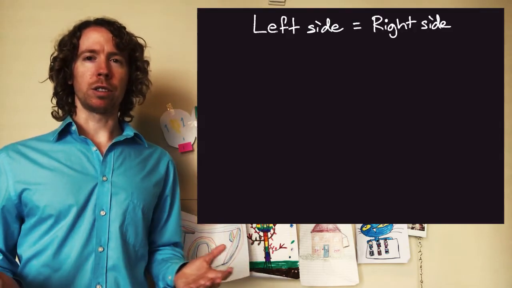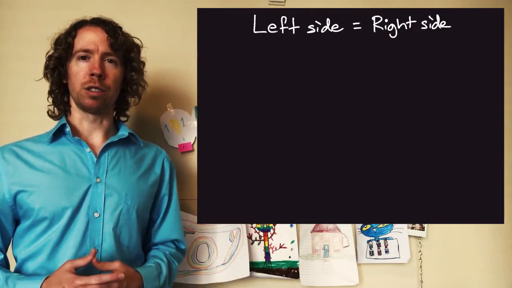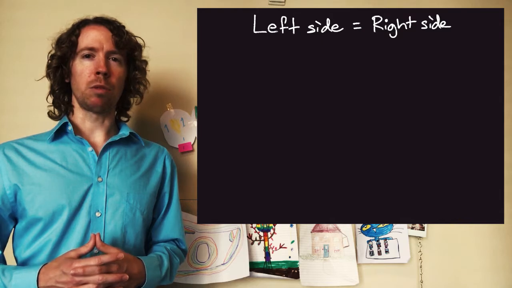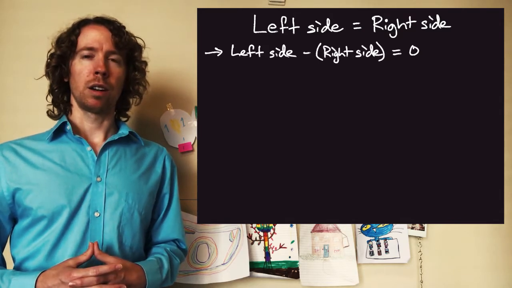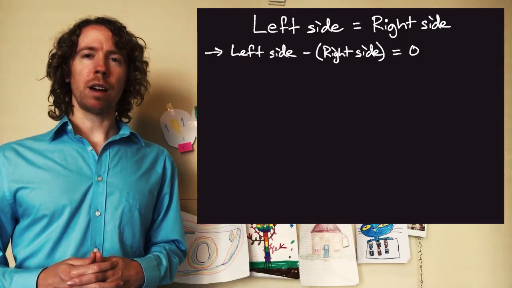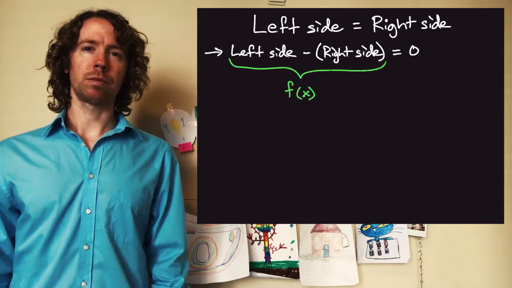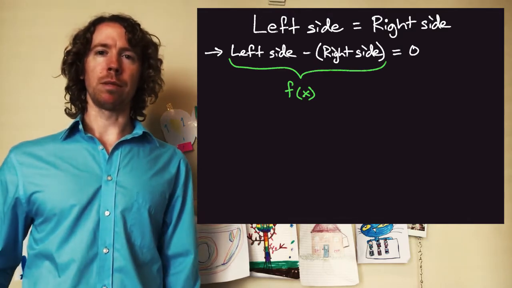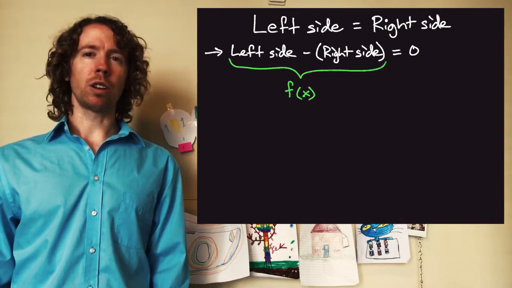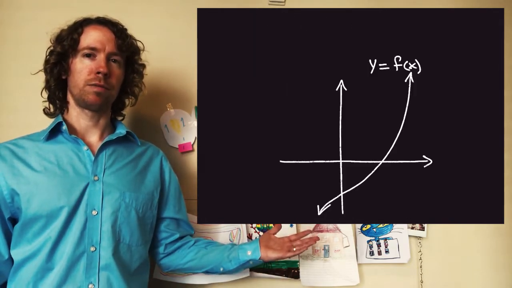You've got your equation that you need to solve. So you've got a left side and a right side of the equation. Take that equation and move everything over to one side so that one side of the equation is equal to 0. Once you have that, take the non-zero side and call all of that f of x, or just call it some function name. If you think of it as a function, then you can look at the graph. And let's say that the graph looks like this.